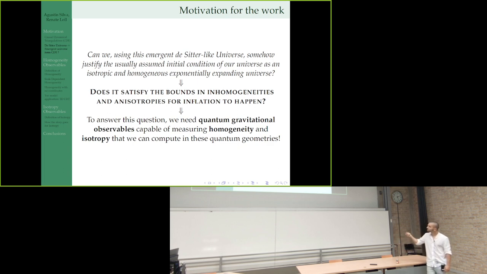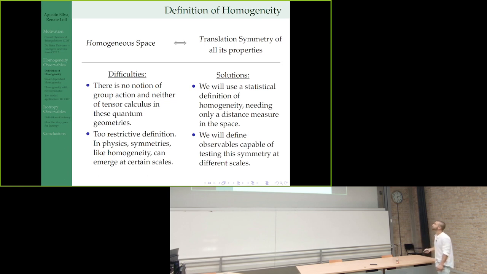To answer these questions, we need to construct quantum gravitational observables that are capable of testing quantitatively if the emergent spacetime is inhomogeneous or anisotropic. So let's go to the basics, because we will have some difficulties. I will build the observables together with you. So for homogeneity, one has to go to the definition.